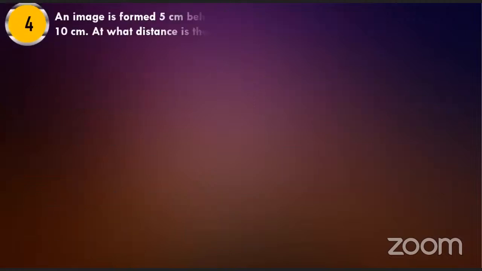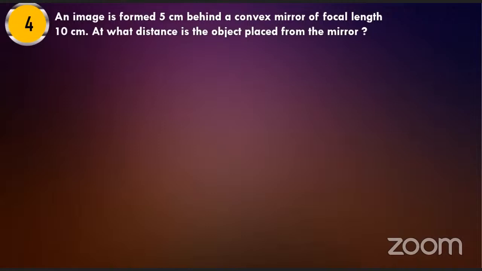Now look at the next question. An image is formed at a distance of 5 centimeters behind a convex mirror of focal length 10 centimeters. At what distance is the object placed from the mirror? So what is he asking in the question? To find the object distance.